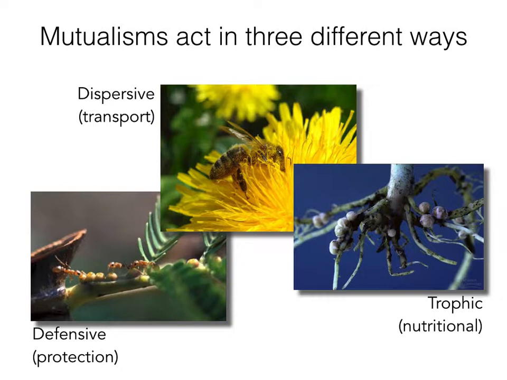A dispersive mutualism, as we mentioned, is a mutualism where there is transport of gametes or zygotes between partners. And so in this example, we're going to talk about an example between plants and pollinators. The third major group are what are called trophic mutualisms, and trophic just refers to feeding relationships or nutritional relationships. These are mutualisms that involve the provision of essential nutrients between the interacting partners. So let's take a look at each one of these in turn.